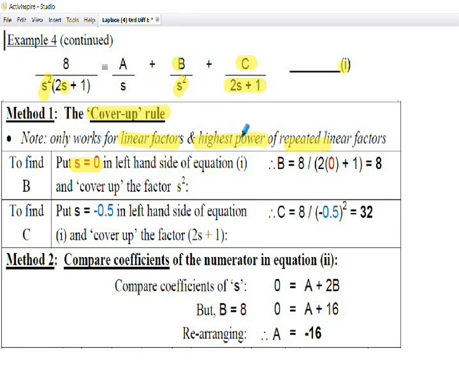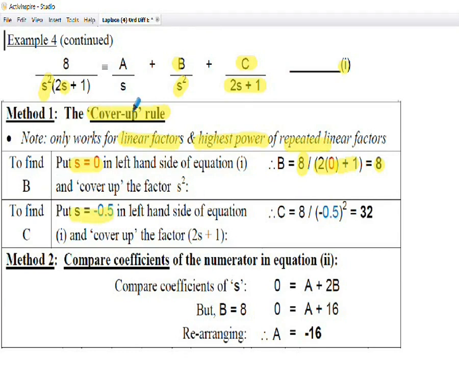So in this case the value of b is equal to the 8 in the numerator divided by 2 times s, 2 times 0, plus the 1. That gives us a value of 8 for b. Looking at my c constant, the denominator is 2s plus 1. What do I need to make s in this case to make that go to 0? I need to make s equal to minus 0.5.